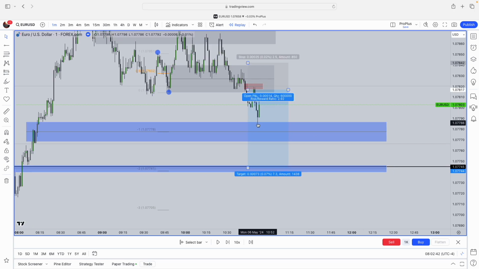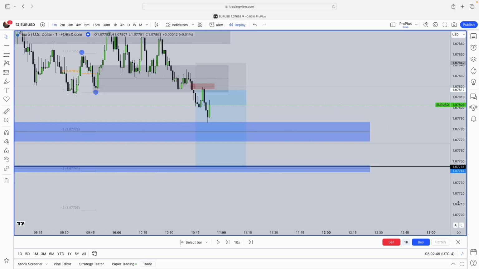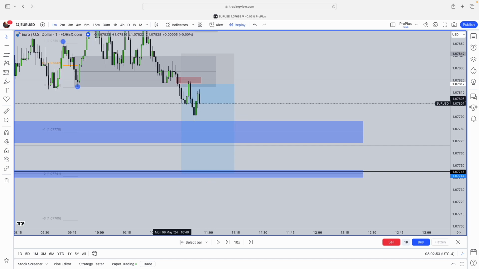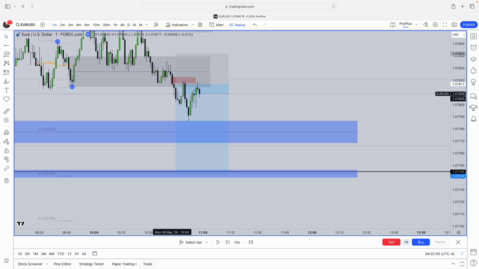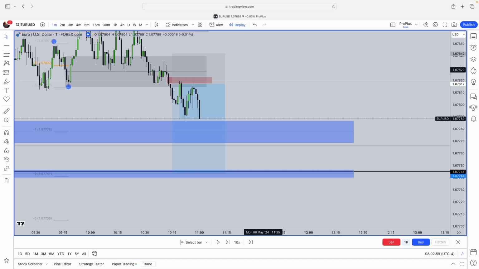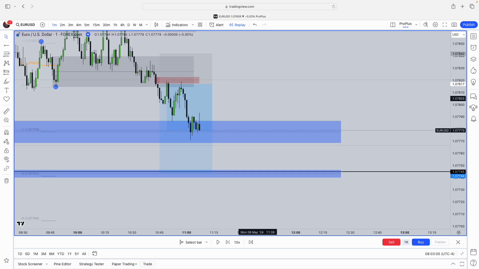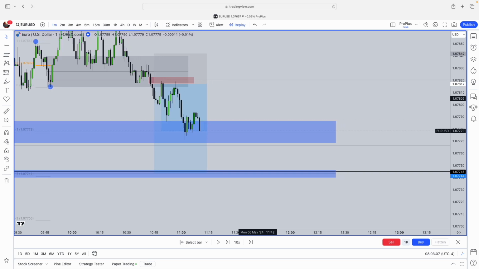So price taps into the high of the 5-minute BISI here. All it wants to do is run back into this SIBI here, bearish order block. Taps back into the entry. Okay, so it's run into the consequent encroachment here. Let's see if it wants to act as an inversion fair value gap.